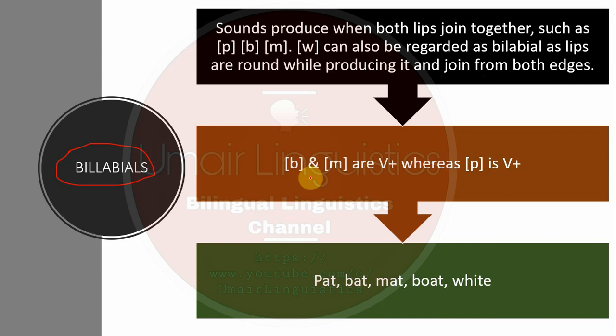Then b and m are considered voiced sounds, whereas p is considered voiceless, V minus. Then the examples are pat, bat, mat, boat, white. So in pat, p is voiceless, b is voiced, m is voiced, boat is also voiced, b is also voiced, and in white, w is actually a voiced sound.